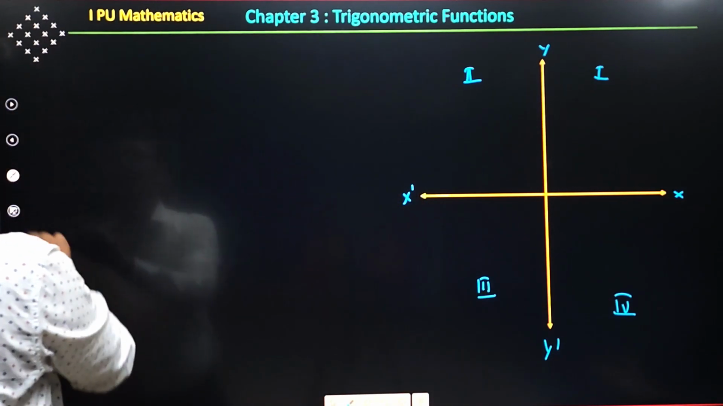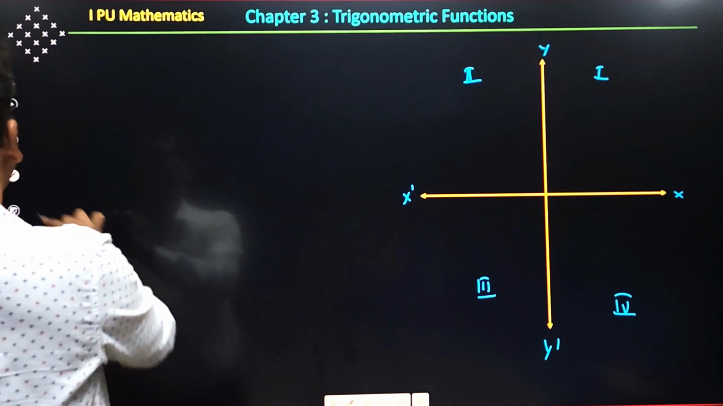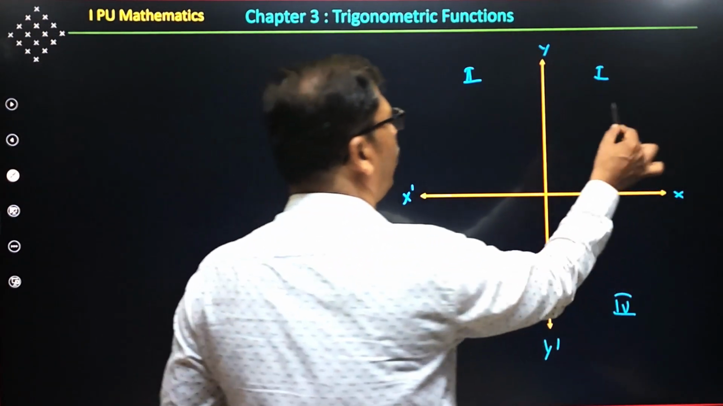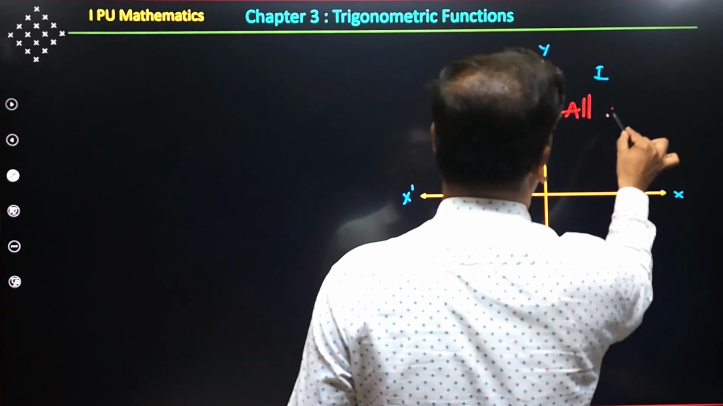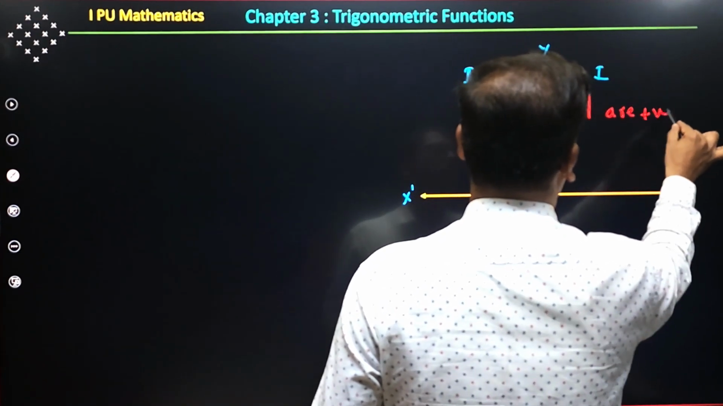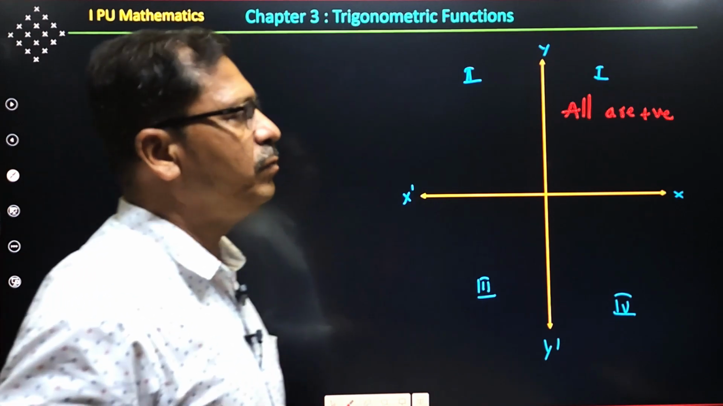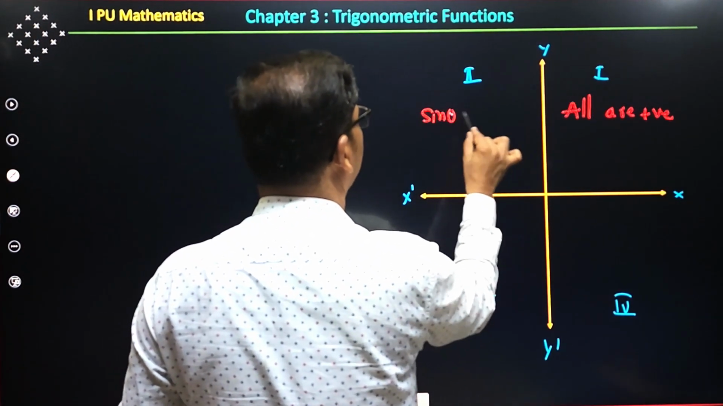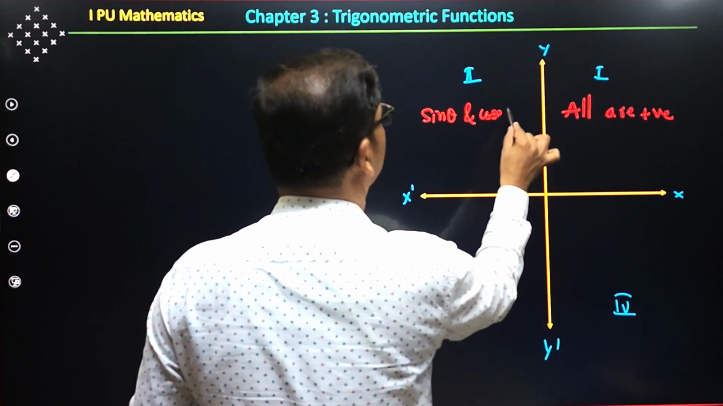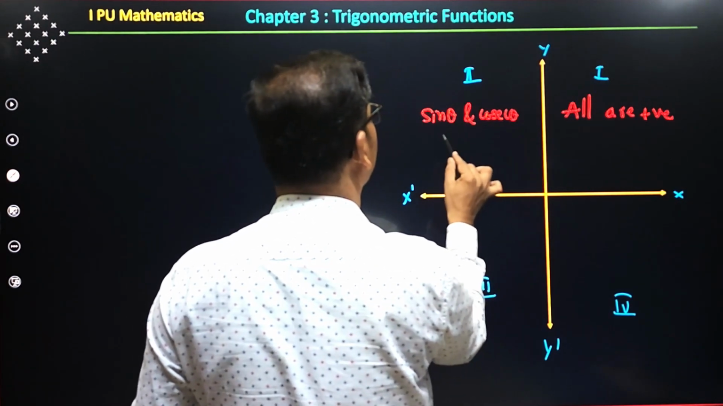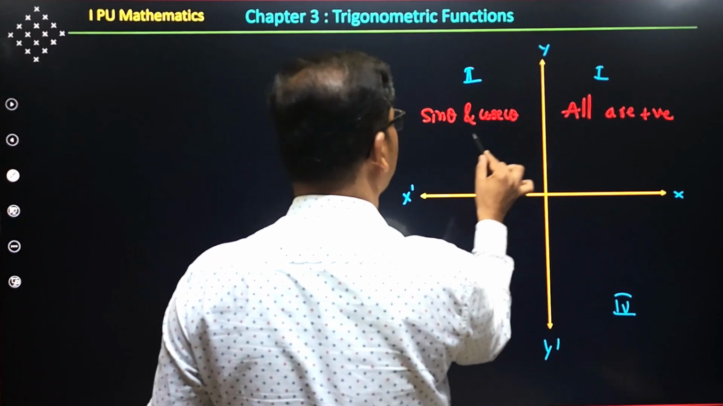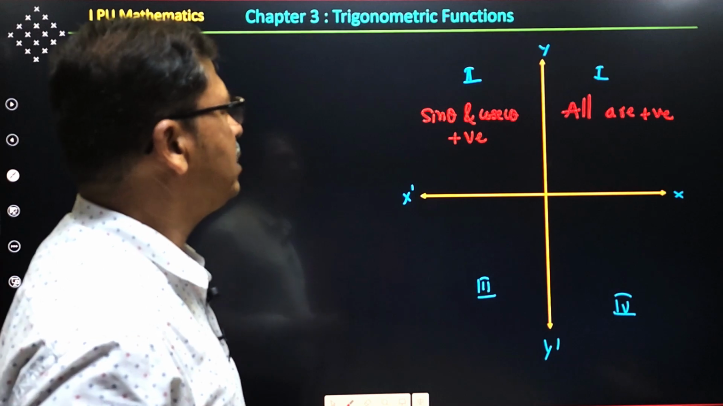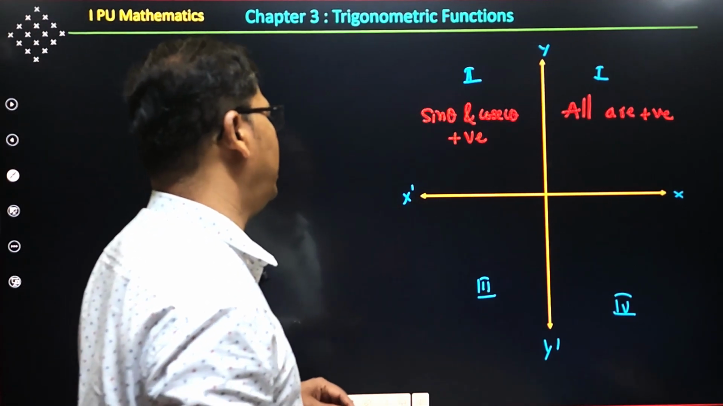See, in the first quadrant, all are positive. All the trigonometrical ratios are positive. Here in the second quadrant, sine theta and cosec theta are positive. Remaining negative. Sine theta and cosec theta positive, remaining negative.